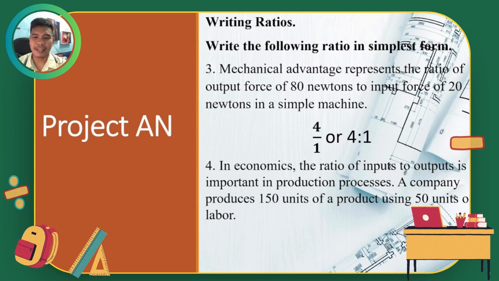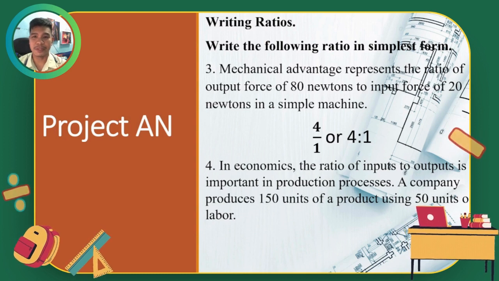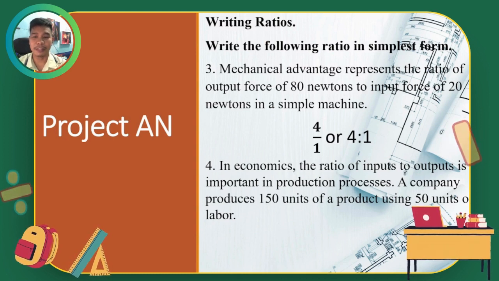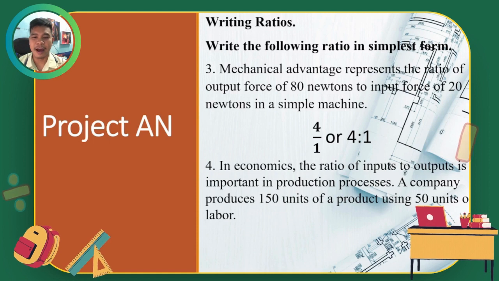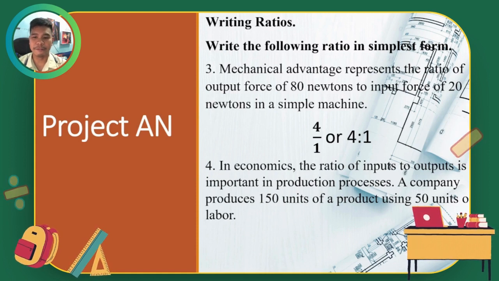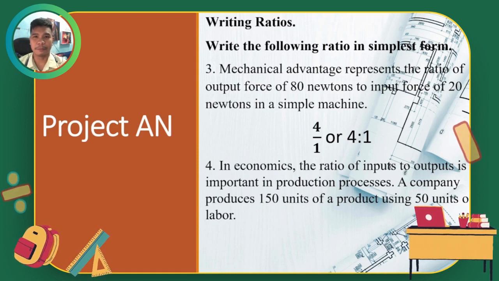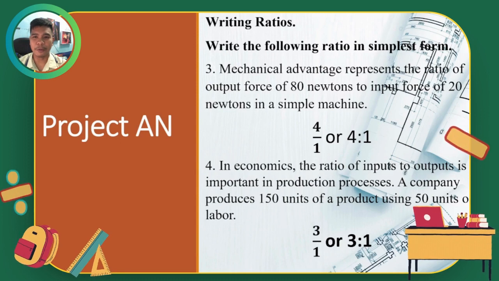Next, in economics, the ratio of inputs to outputs is important in production processes. A company produces 150 units of a product using 50 units of labor. Write the ratio in simplest form. Okay, so the ratio in simplest form is 3/1 or 3:1.